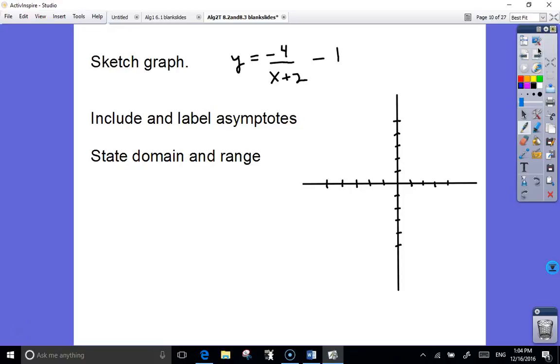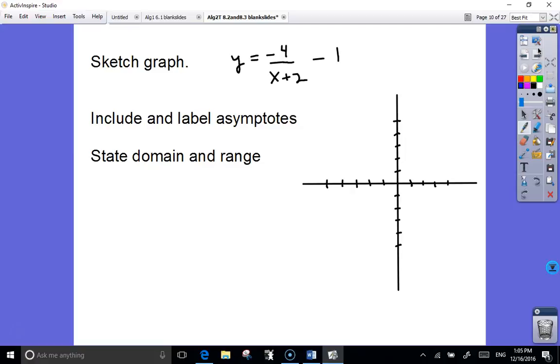Okay, so this is how you graph an inverse variation, right? It says include and label the asymptotes. But the truth is you start with the asymptotes. The asymptotes aren't just telling you where the graph can't cross. They're giving you guides to where you're supposed to draw the graph, because the graph will approach those asymptotes.